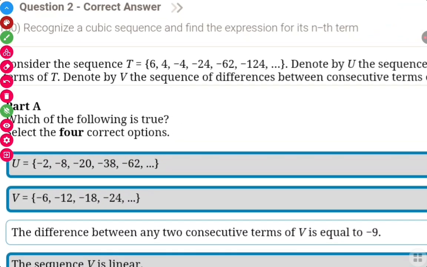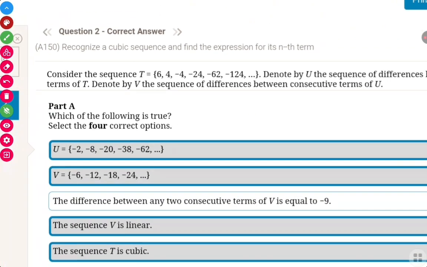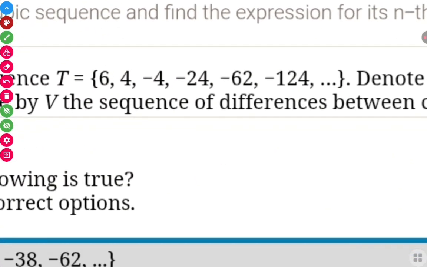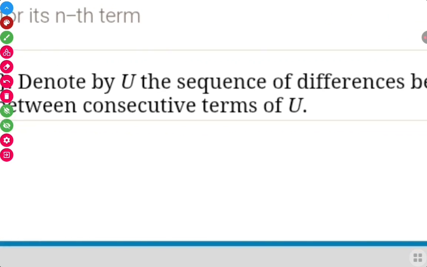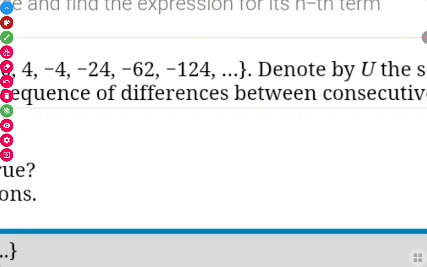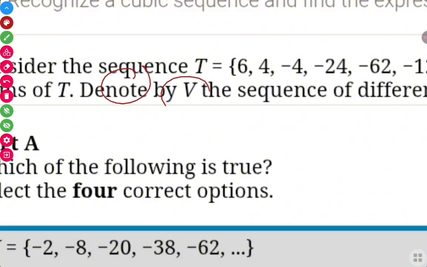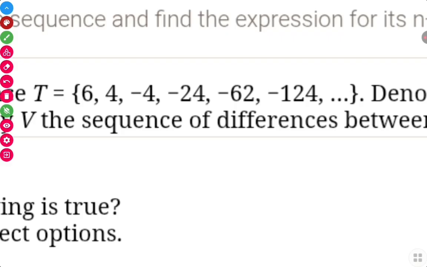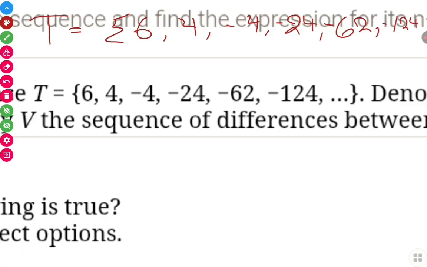Okay, now we have a new sequence. We need to check if it's linear, cubic, or quadratic now. They told us to name the first set of differences u and the second set of differences v. Okay, so t is 6, 4, negative 4, negative 24, negative 62, negative 124, and it's an infinite sequence. Infinite means it doesn't end.